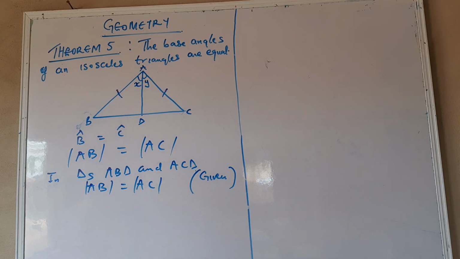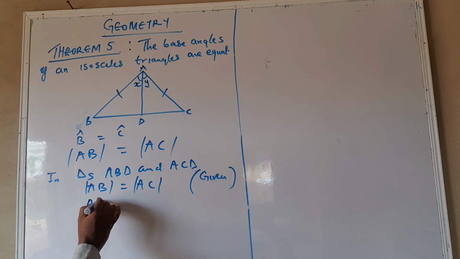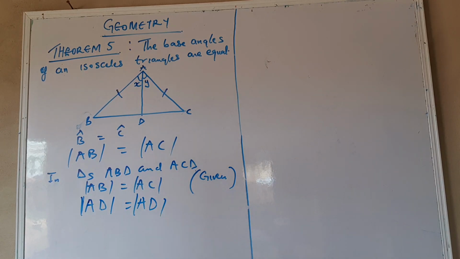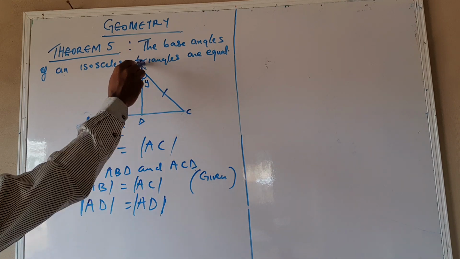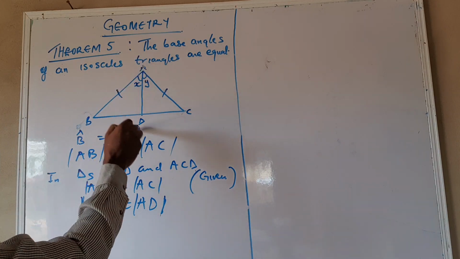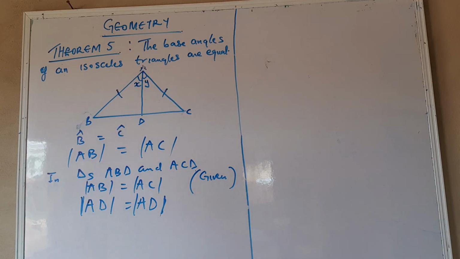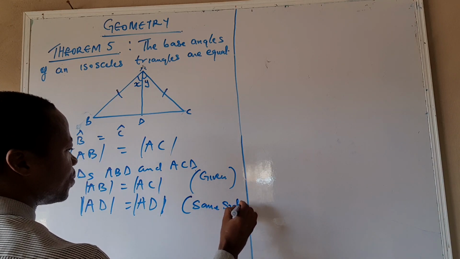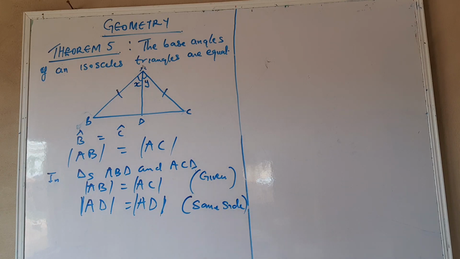Now, if this is the case, you agree AD is also equal to AD. How do I mean AD is equal to AD? That is, if I'm considering triangle ABD, the AD that is here, and considering triangle ACD, it is also AD. So the AD for ABD is the same thing as AD for ACD. So AD is equal to AD. Okay, and that is what? They are the same side. Okay, so we have the same side.